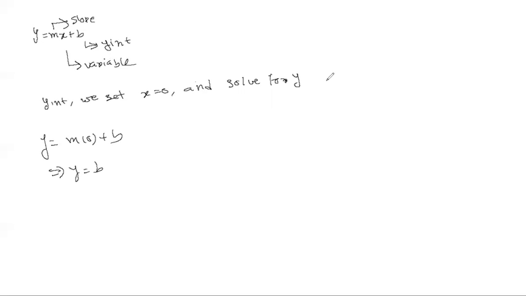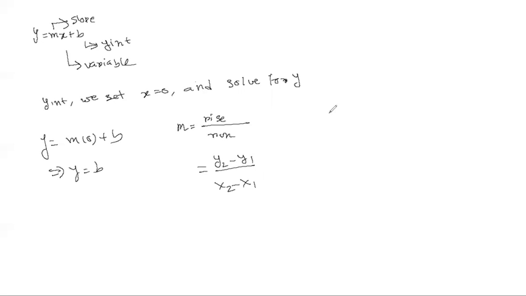Now this is the slope. For the slope, there is another formula. Slope is equal to rise over run, and that is y2 minus y1 divided by x2 minus x1.